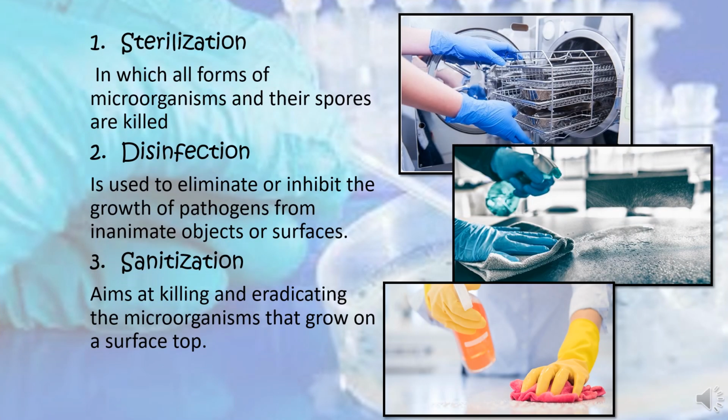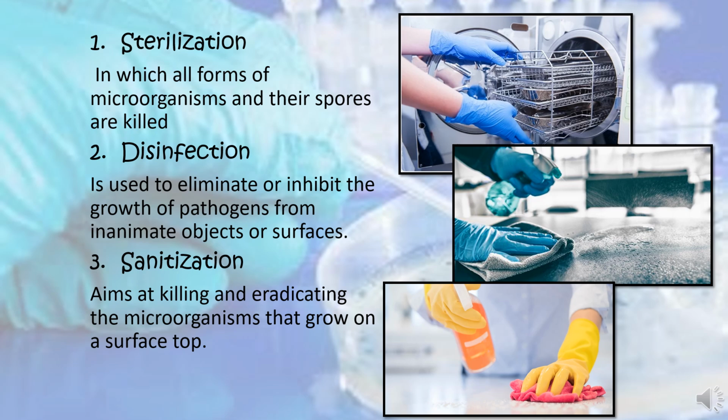Sterilization is the decontamination process, in which all forms of microorganisms and their spores, for example, bacteria, viruses, prions, are killed. This is usually carried out through physical methods such as heat, radiation, and filtration, or by chemical methods. Disinfection is also a decontamination process that is used to eliminate or inhibit the growth of bacteria or other pathogens, microorganisms, from inanimate objects or surfaces. Disinfectants such as alcohol, chlorine, etc. are utilized to make the substance and surface infection-free.